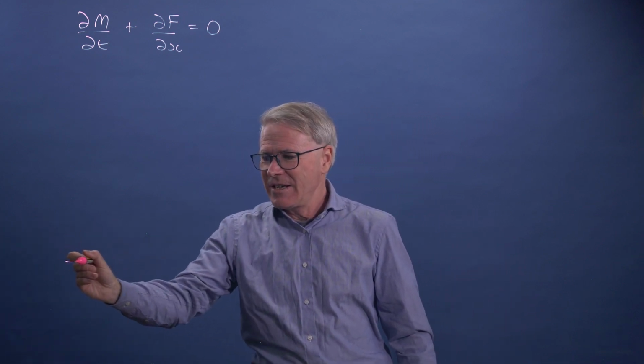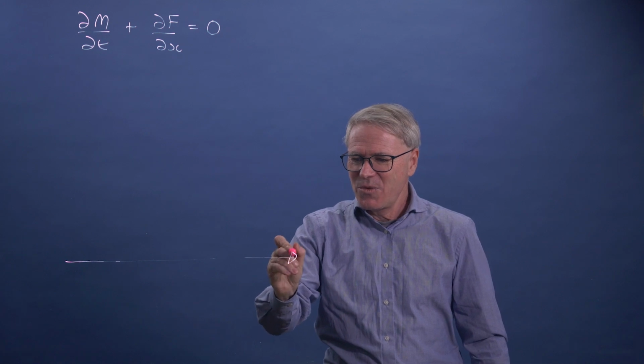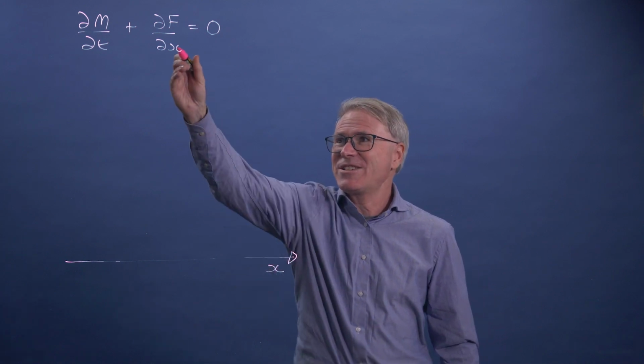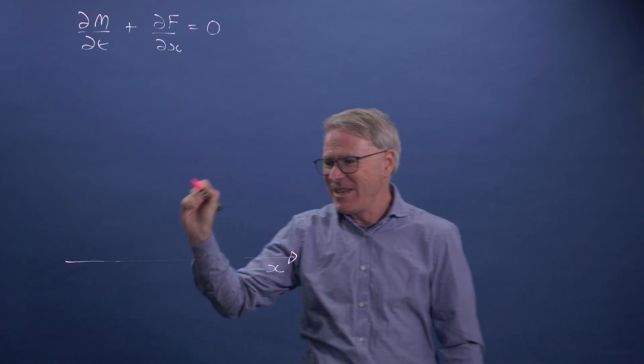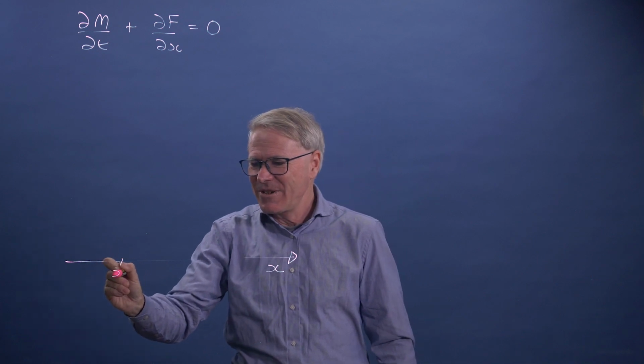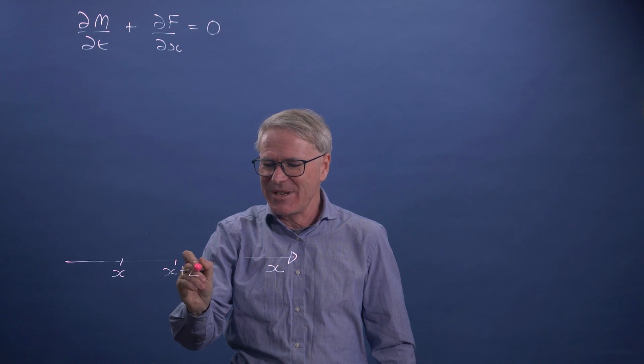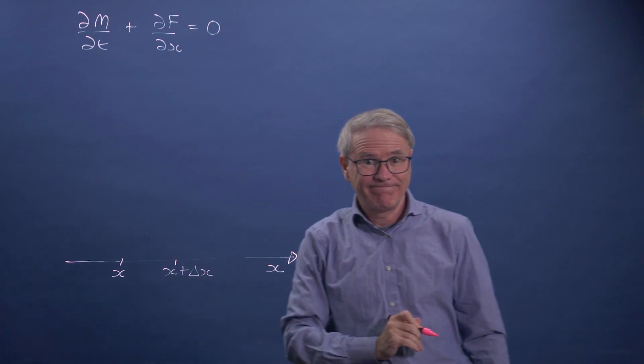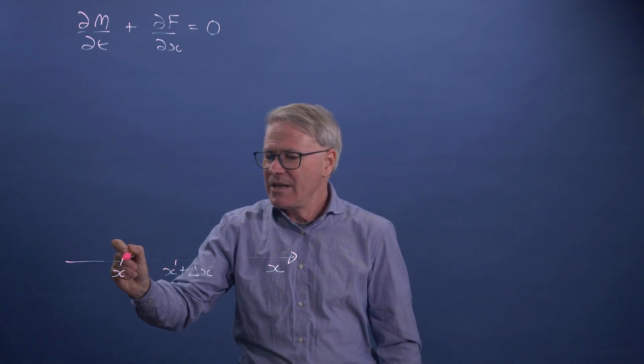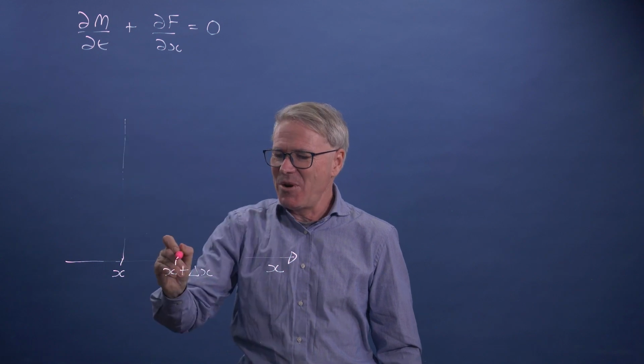So let's consider 1-dimensional flow in the x direction. That's what we're doing. And we're going to take some location x and we're going to take some arbitrary location x plus delta x. And so we can imagine a box here.